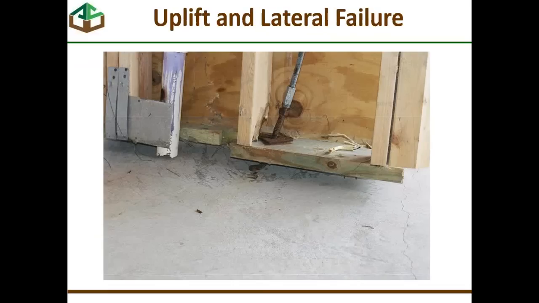Here happens to be an uplift and lateral failure of a really small element of a shear wall. You can see when it started to overturn, it pulled right out of the concrete that was holding it. And this is a rod that's intended to be a hold-down from the top of the building to the bottom. You can see it didn't do a very good job.